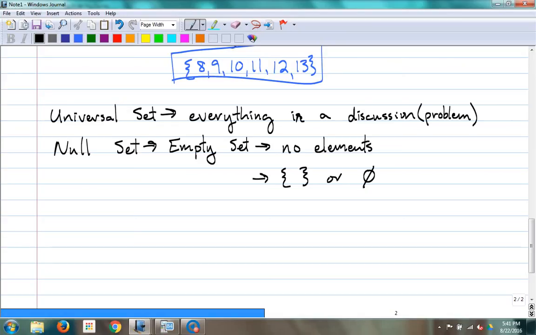Okay? There's not a universal set notation there because the universal set can change depending on the problem that we're dealing with. So we don't have any kind of special notation for that. It just depends on what the problem they give us is. So the null set, empty set, it's got nothing inside of it, so it's empty braces or the circle with a slash through it. It's the same thing. All right, next thing is a subset.